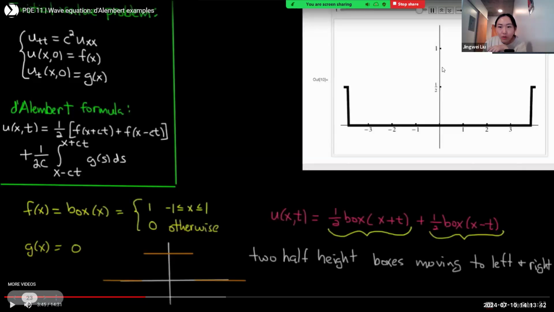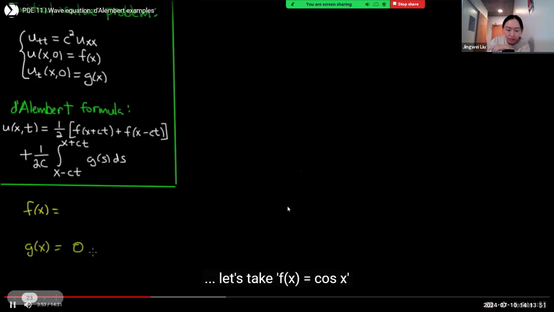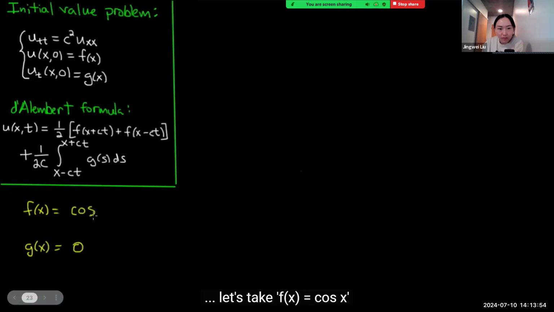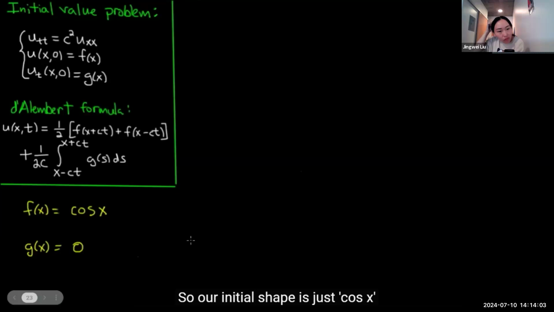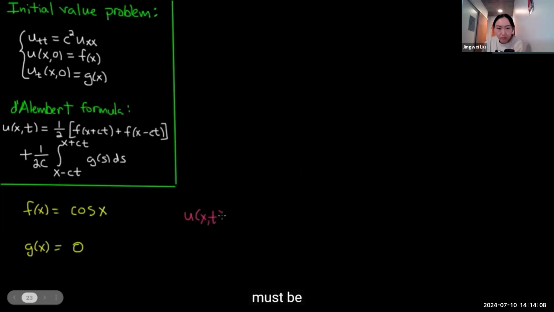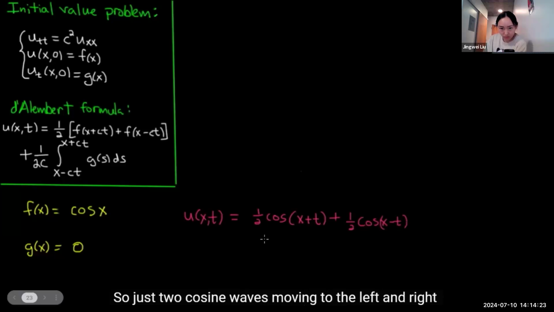So in the first example, the author uses a box initial condition, and here the author changed the initial condition to something else. Let's take f to be cosine x, and you'll see that something kind of interesting happens. So our initial shape is just cosine x, and then the D'Alembert formula will say that u must be 1/2, let's take c equals 1 again, cosine(x plus t) plus 1/2 cosine(x minus t). All right, so just two cosine waves moving to the left and the right.